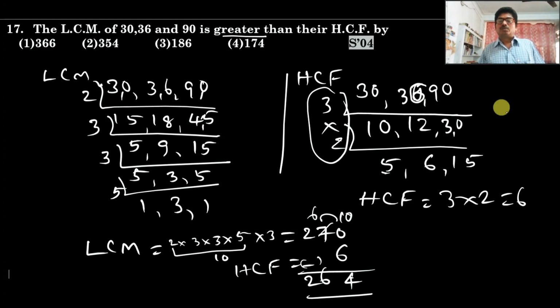30, 36, 90. Somewhere there is a mistake. The LCM is 180. So we can check the LCM once again. 2 3s are 6, 3 3s are 9, 9 3s are 27. 3 5s, 3 9s. So here 3 6s are, children.